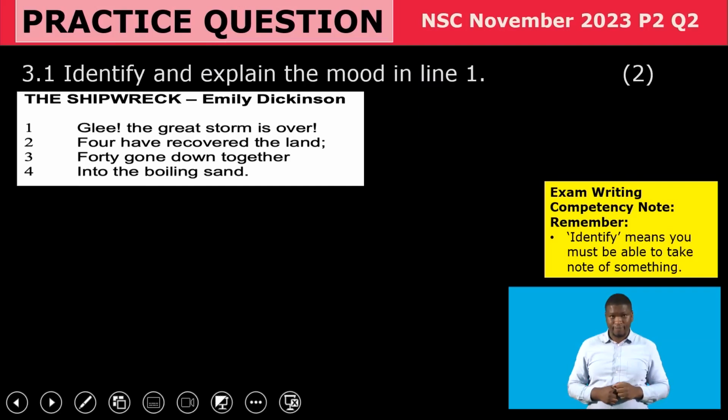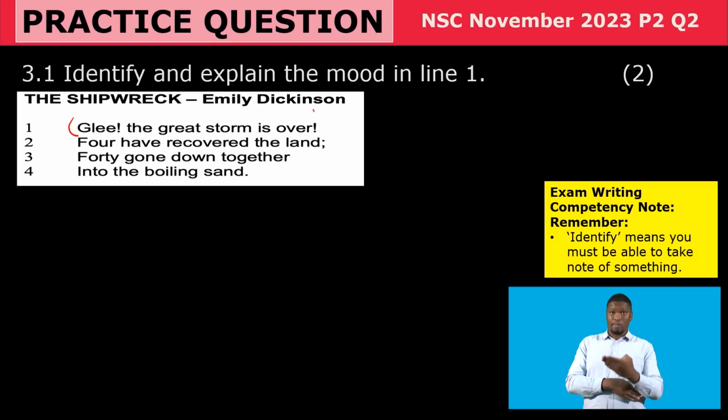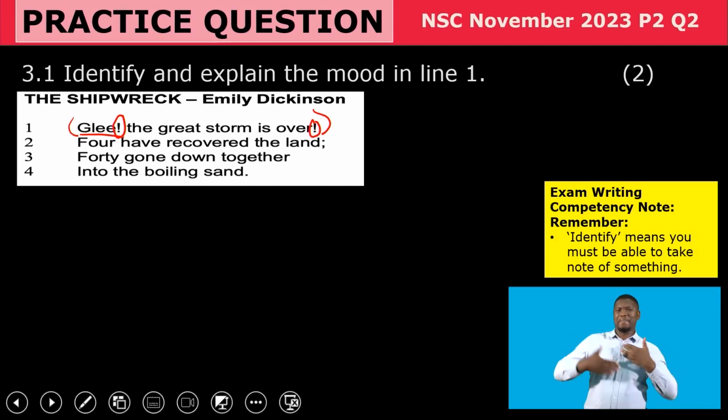Identify and explain the mood in line 1. In line 1, this is what we have. Glee, the great storm is over. Look at the specifics. Look at the use of the exclamation. Look at the word glee, which means happiness, joy, celebration.